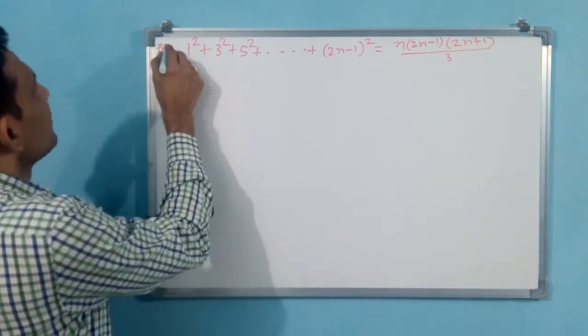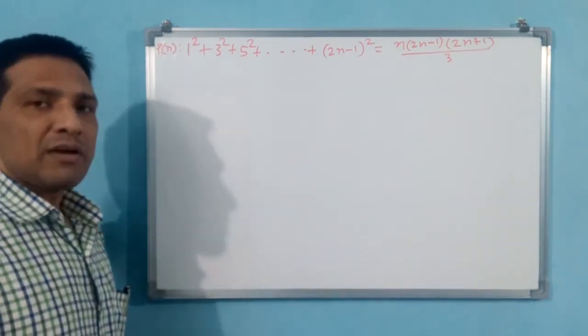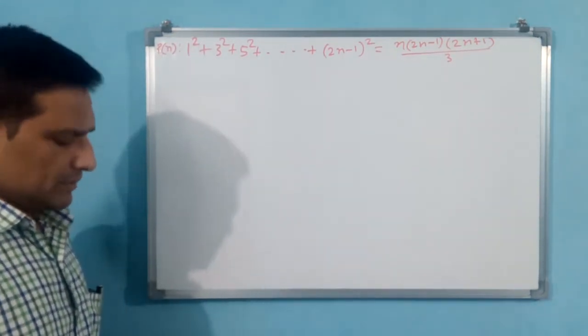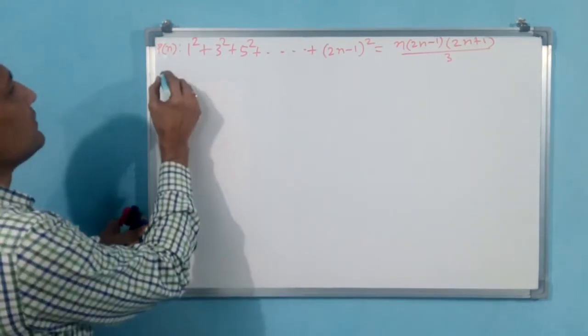You don't change. Okay. Now the proposition is also over. Now two steps are over. The third step is P of 1. Let us write P of 1.